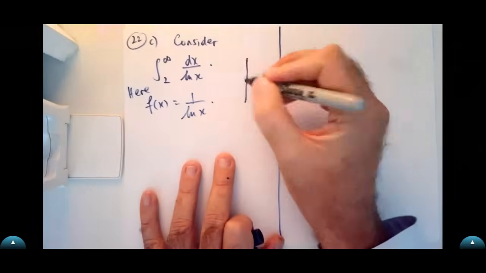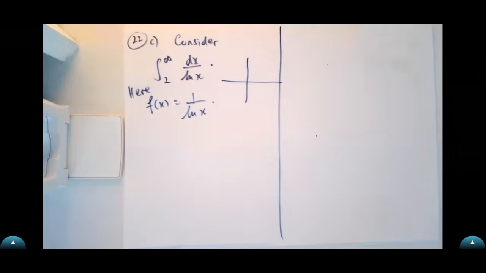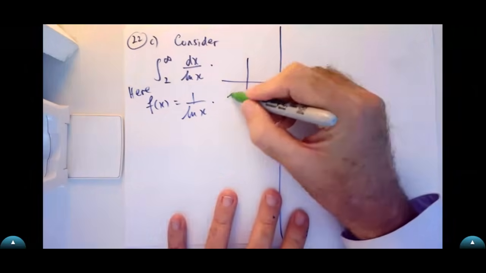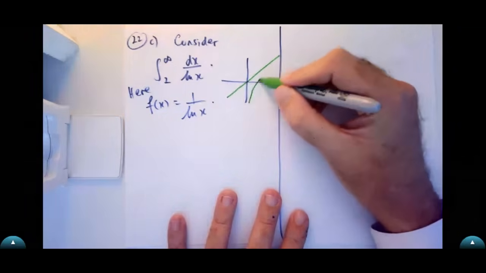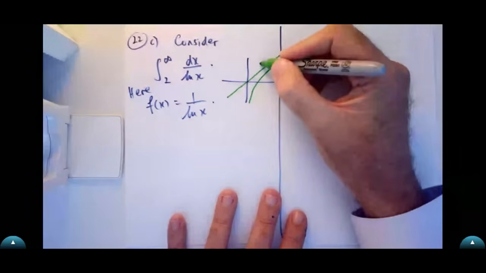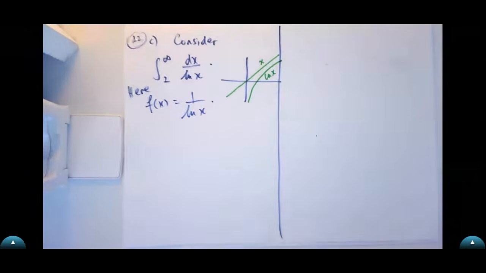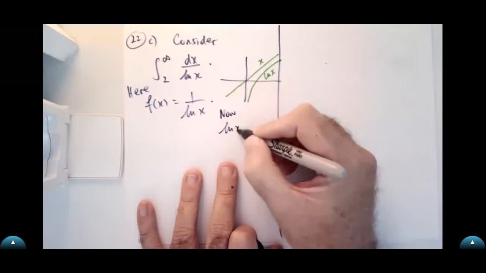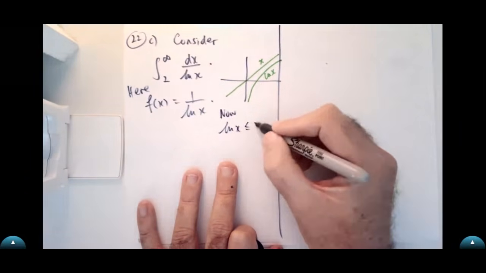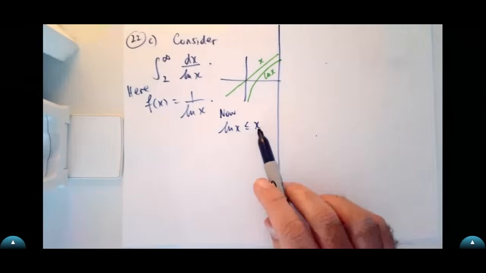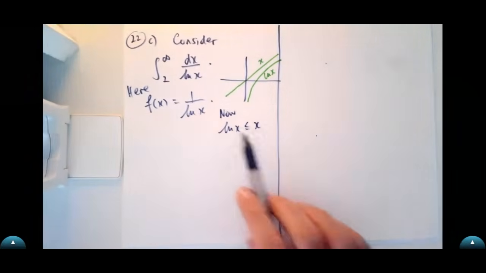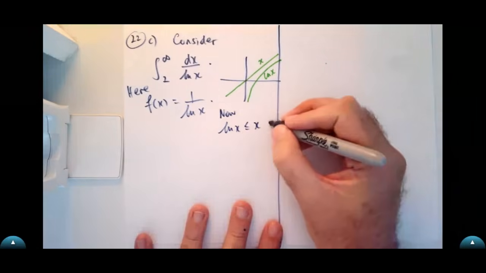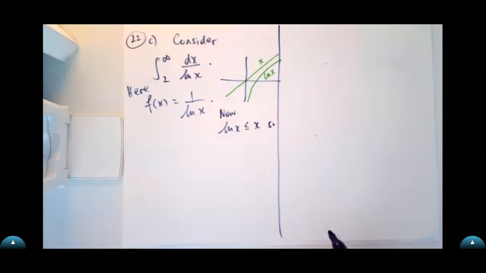One simple function that you can use here is the x function, right? This is your x function, and this is your natural log of x function. You know that the natural log of x is always less than x. Now we've got 1 on x and 1 on log x, so you can flip these around.